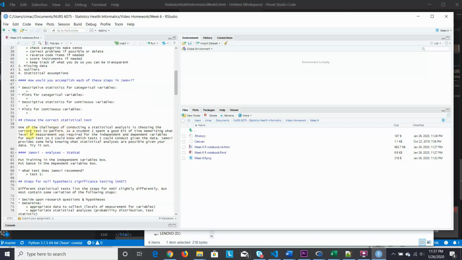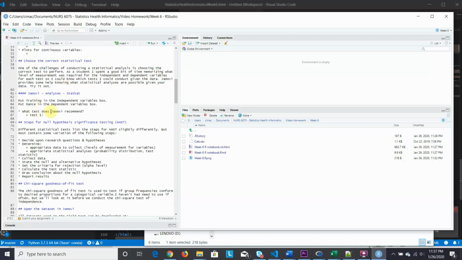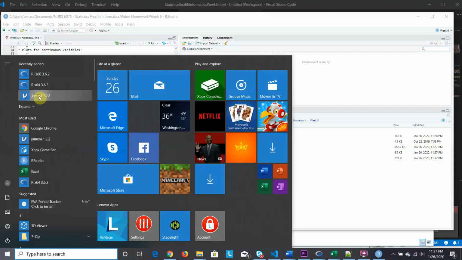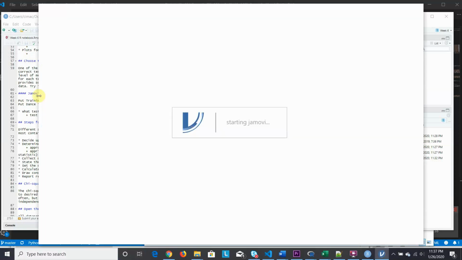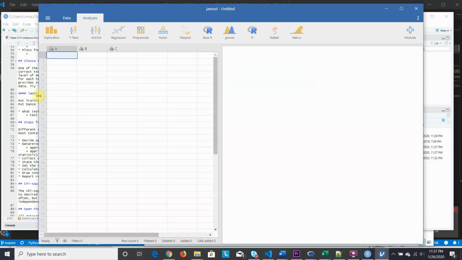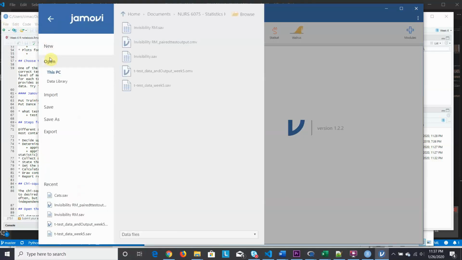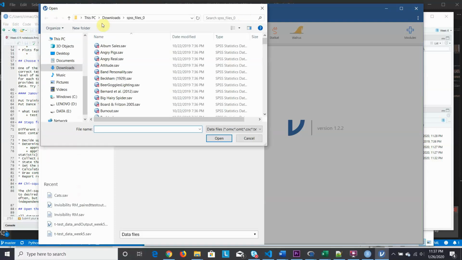So, choosing a statistical test. As I've told you before, Jamovi has a tool to help us learn which test to select. So we're going to take a peek at that before we go any further. So I'm going to go ahead and open Jamovi, and I'm going to open our data set.